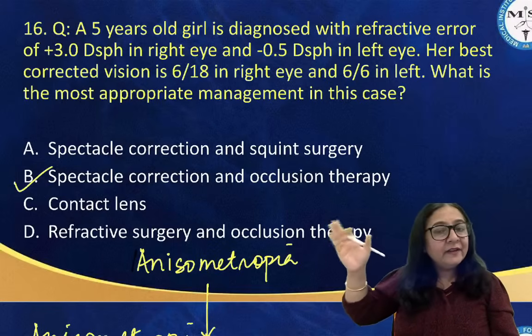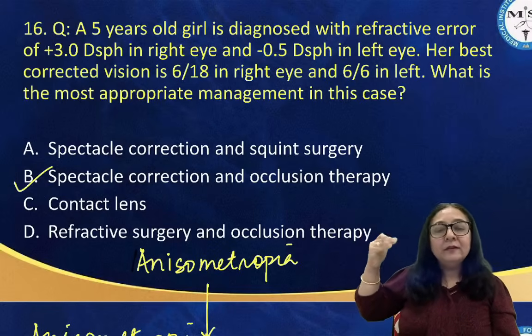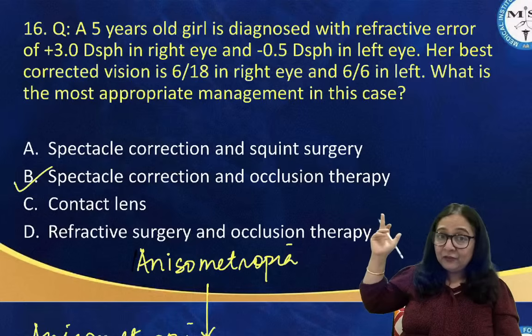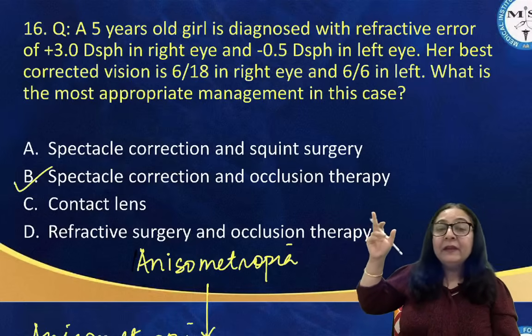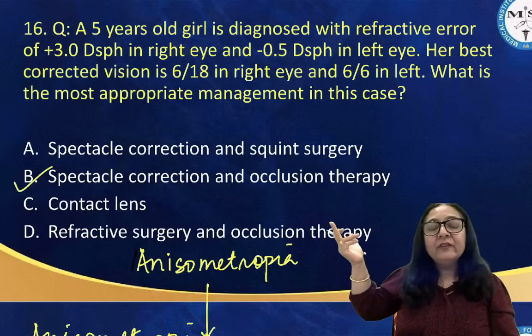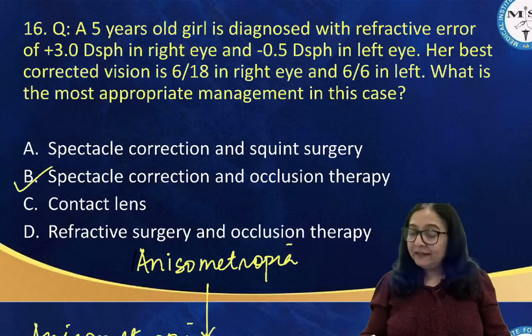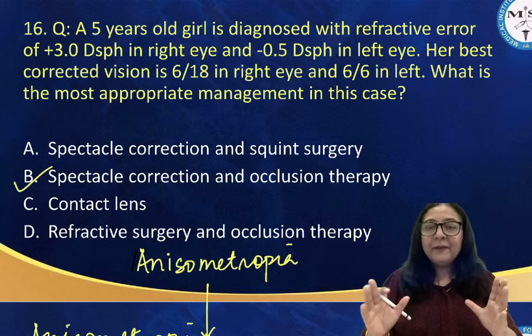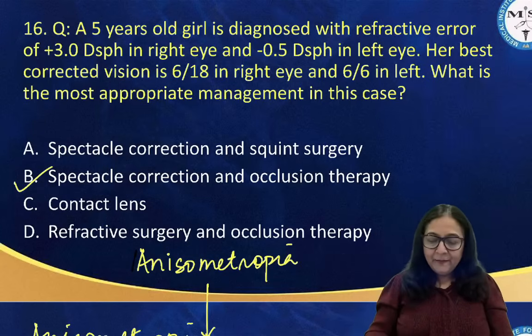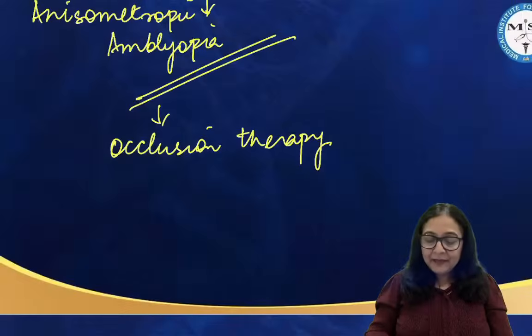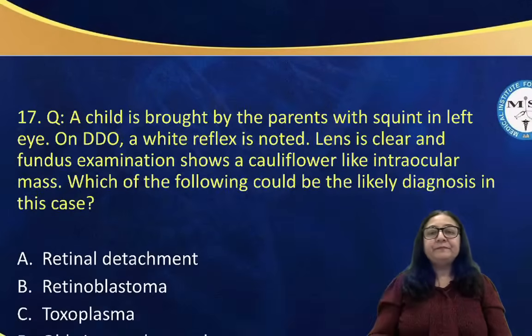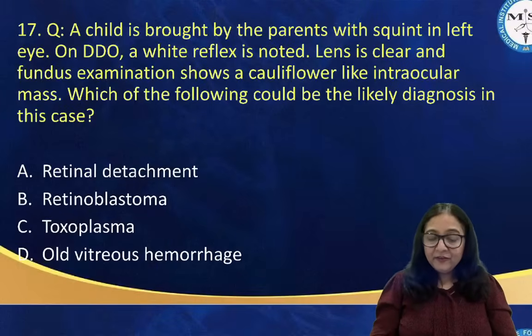Amblyopia: when even after correction the vision is not normal, 6/18 in the right eye. So the right eye is having amblyopia. Here you will do patching of the left eye to stimulate the vision in the right eye. Okay? So it is a simple concept, beta, but you should have this concept in mind and then attempt your question.